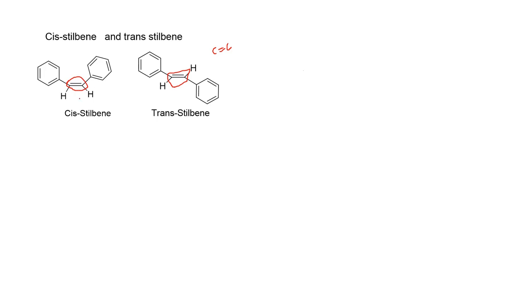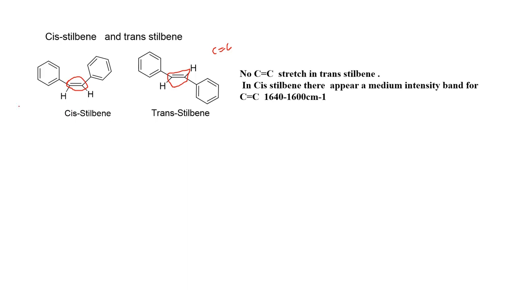Okay, then see this molecule, maleic acid and fumaric acid. How do you distinguish maleic acid from fumaric acid? This is fumaric acid, and this is maleic acid.